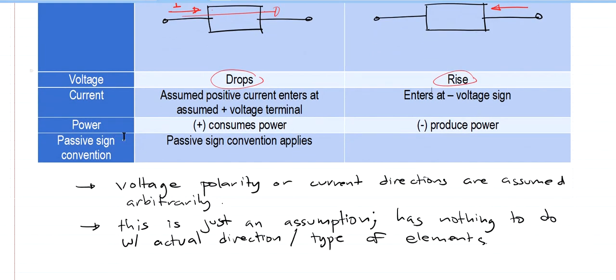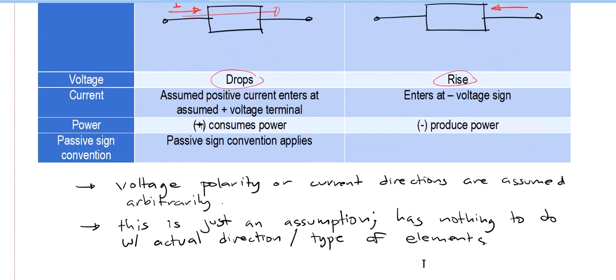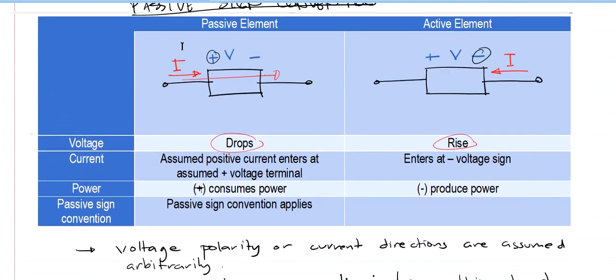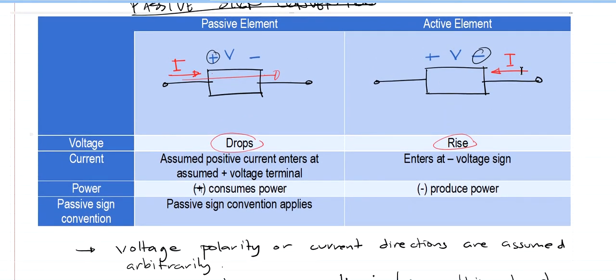Now in terms of power, we have positive power for passive elements. That simply means that if it consumes power, then the sign convention is it has a positive sign. For active elements, it's negative, which simply means that it produces power. So in the passive sign convention, this applies right here, but for active elements, this will be the sign convention.